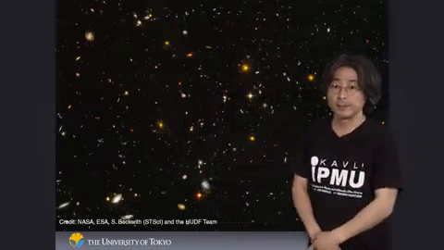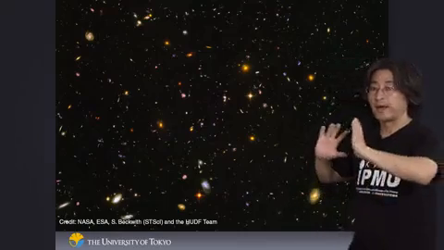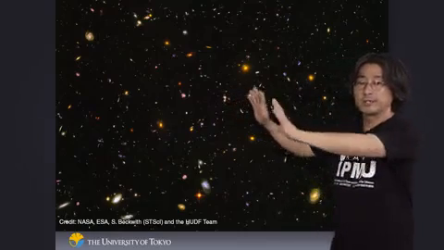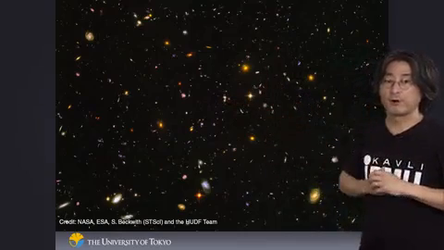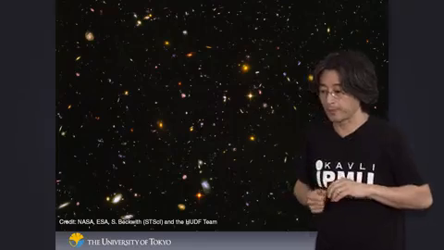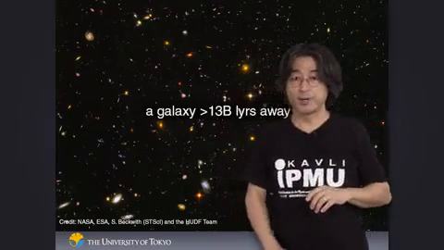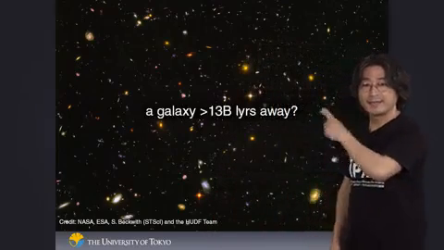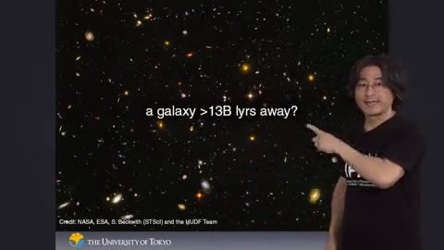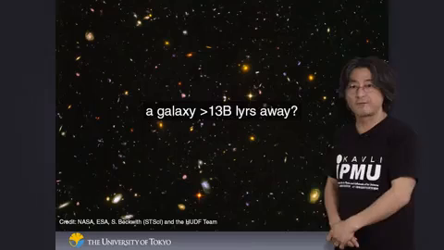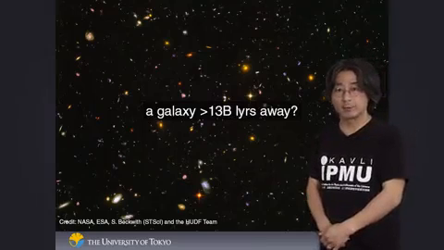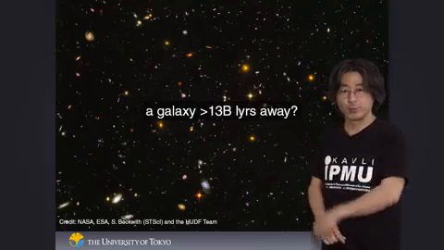And if you use a big telescope and try to observe as far as you can, you see many, many galaxies out there. And this is a famous picture from the Hubble Space Telescope. And here's a question for you. There is a galaxy in this picture that is at a staggering distance of 13 billion light years away from us. Do you know which one that is?